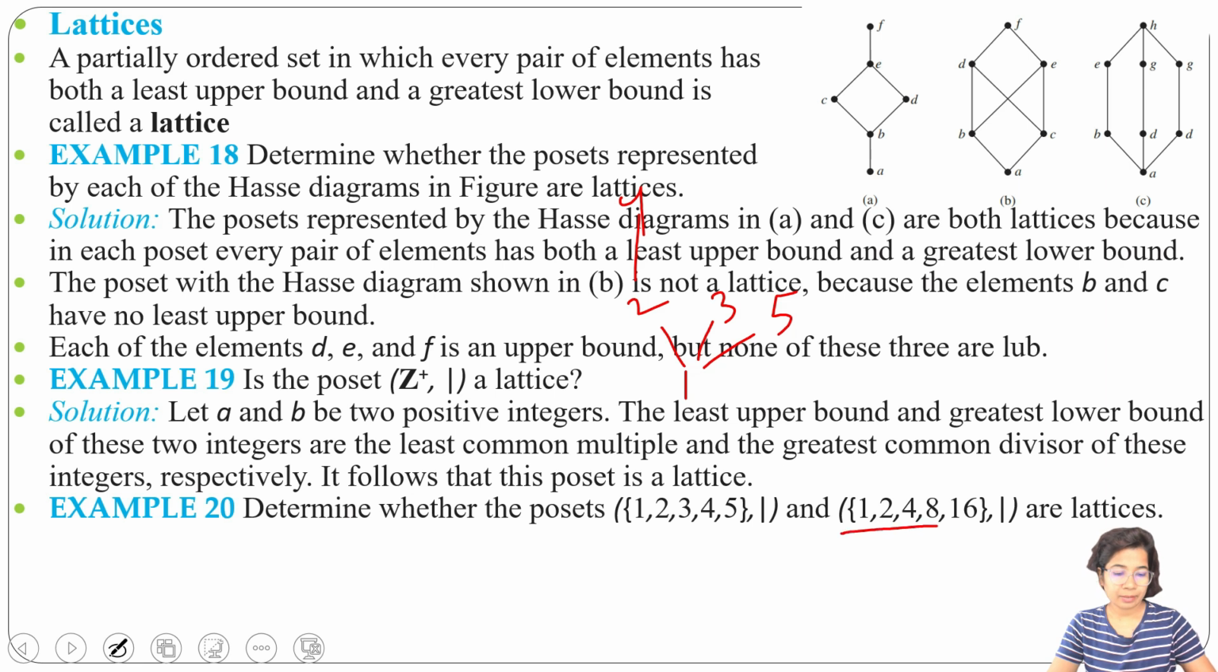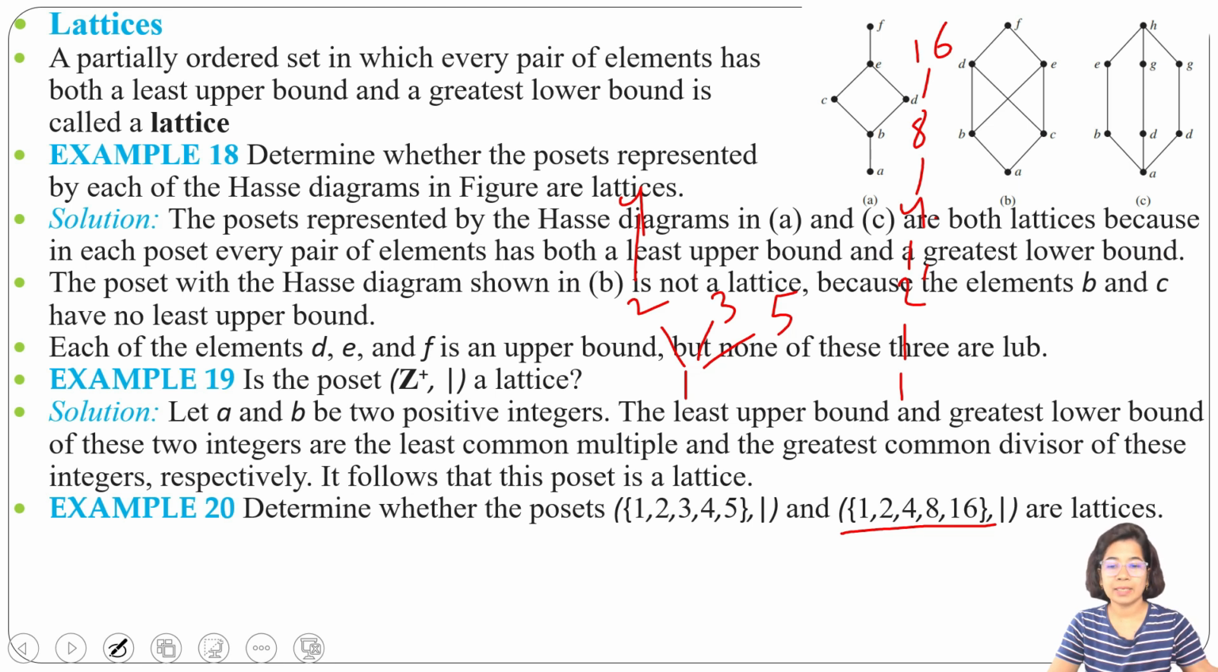Now draw the Hasse diagram for the second poset. 2 is divisible by 1, 4 is divisible by 2, 8 is divisible by 4, 16 is divisible by 8. It's a chain, or you can say it's a total order set. When the poset is a total order set or chain, it's a lattice. Just remember, if a poset is a total order set, then it must be a lattice. Here it's a lattice. You can take any two elements and you can find the GLB and LUB. Just take 2 and 4. 4 is the least upper bound and 2 is the greatest lower bound.